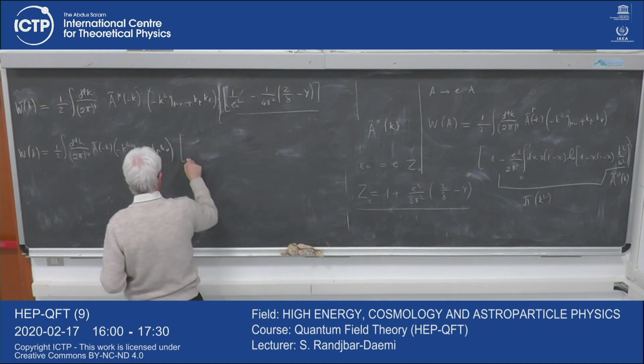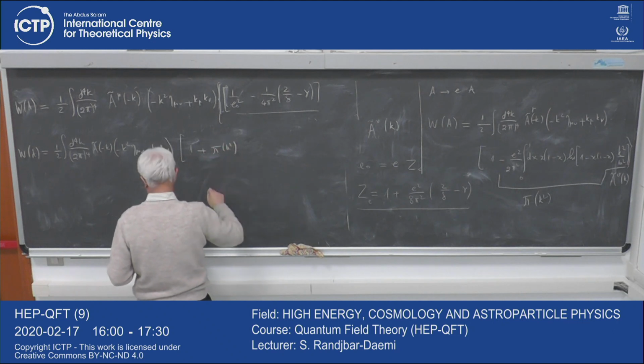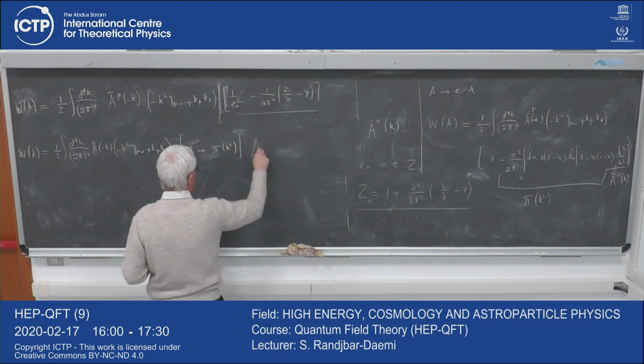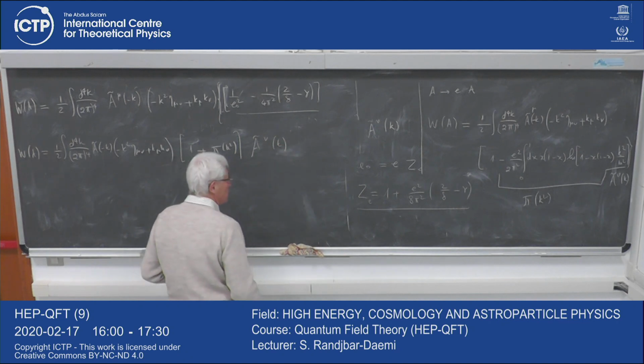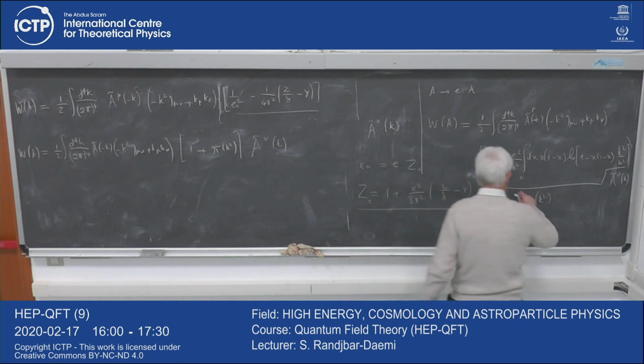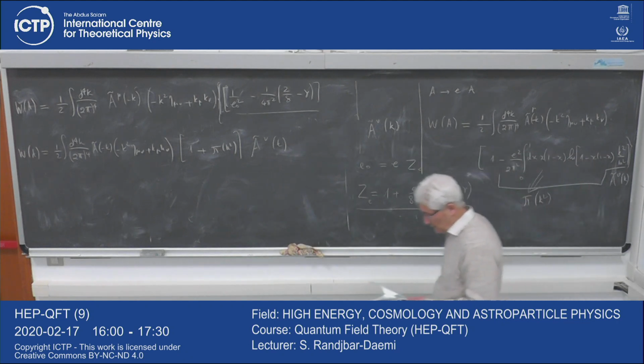So we have the 1 from the classical part plus pi of k to the power 2 times a tilde mu k from the quantum part, where pi is this whole expression. Okay.